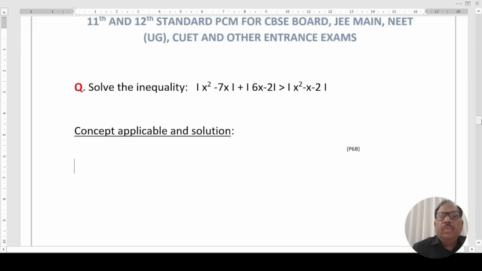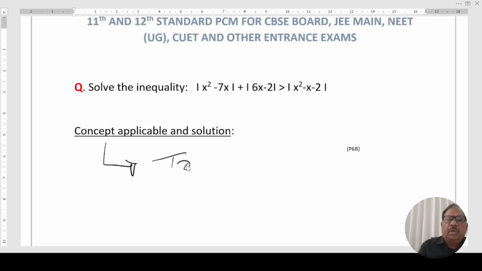Question is, solve the inequality mod of x square minus 7x plus mod of 6x minus 2 is greater than or equal to mod of x square minus x minus 2. Modulus sign. Concept applicable: what is the triangle inequality? Triangle inequality.